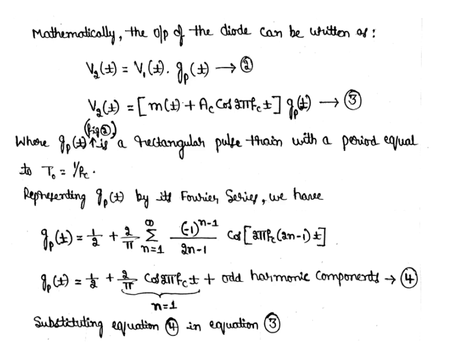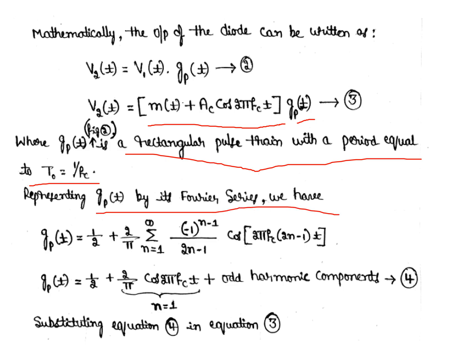V2(t) is equal to [m(t) plus Ac cos 2 pi fc t] times gp(t). gp(t) is a rectangular pulse train with a period equal to the carrier time period, that is 1 by fc, representing gp(t) in the Fourier series by using this equation.